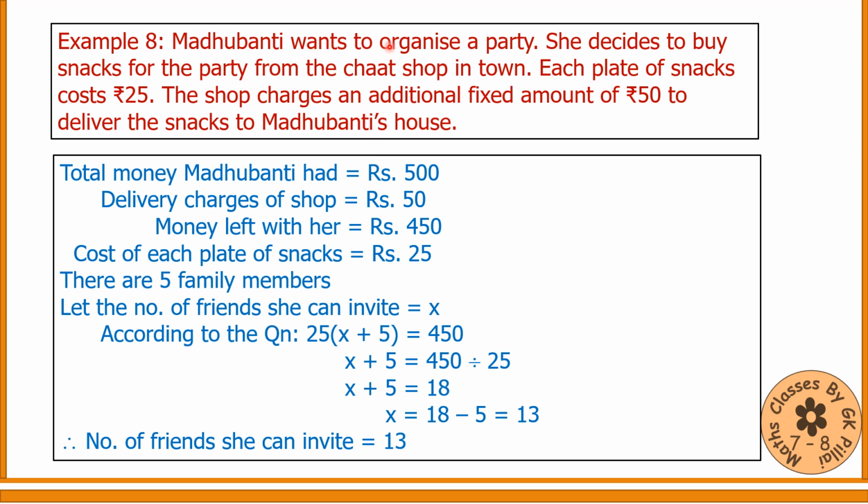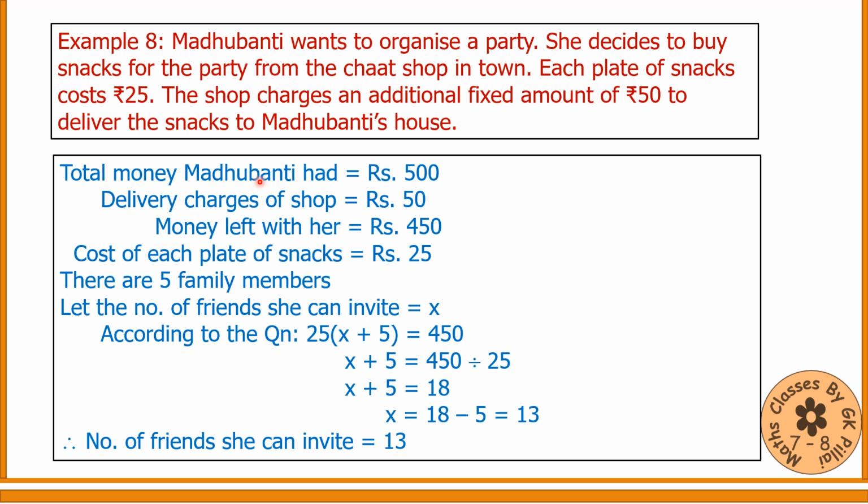Madhuvanti wants to organize a party. She decides to buy snacks for the party from the chaat shop in town. Each plate of snacks costs rupees 25. The shop charges an additional fixed amount of rupees 50 to deliver the snacks to Madhuvanti's house. So let us work out the answer.